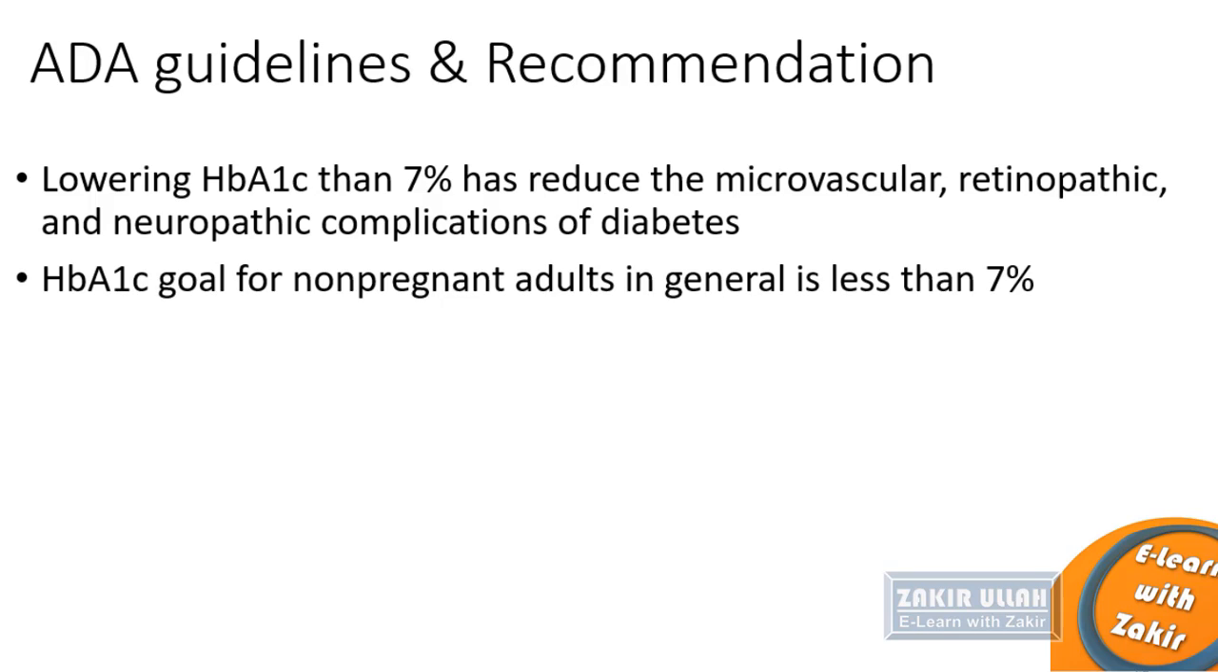The HbA1c goal for the non-pregnant adult is less than 7%. So this is the goal for every non-pregnant male and female, who can maintain their HbA1c less than 7%. If HbA1c is less than 7%, then there will be lesser chances of complications associated with diabetes or the secondary diseases associated with diabetes. So their chances can be decreased by decreasing the HbA1c percentage.